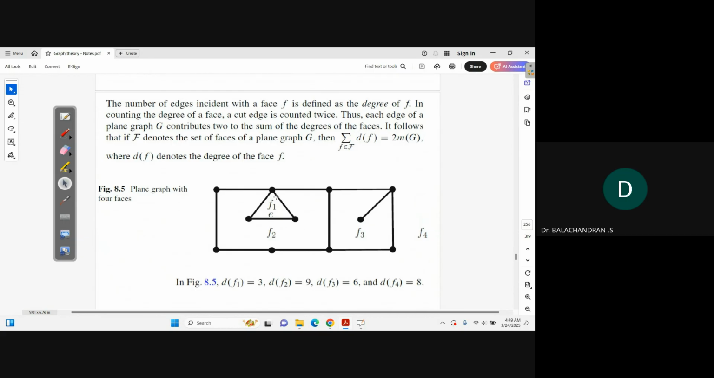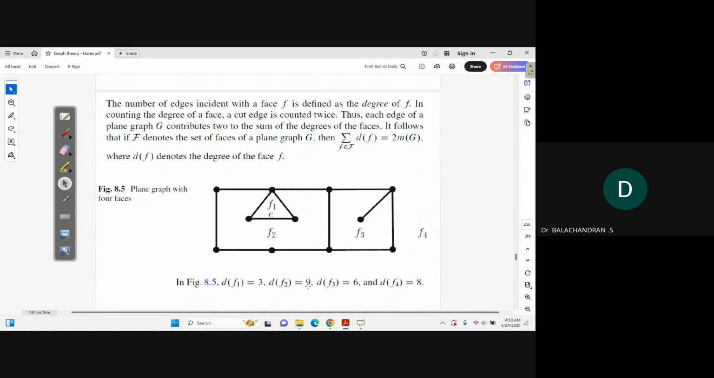So here, what is the degree of F1? The degree of F1 means the number of edges incident with this F1, which is 3. Similarly, the degree of F2: 1, 2, 3, 4, 5. I'll start from here: 1, 2, 3, 4, 5, 6, and then 7, 8, 9. So the degree of F2 is 9.